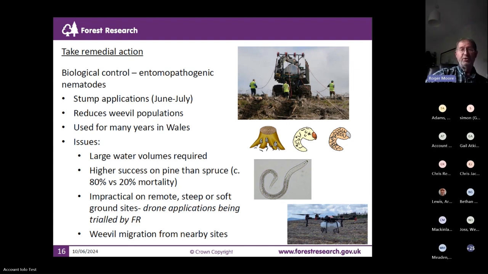The issues with it are that large water volumes are required, and that you get higher success on pine than spruce, with a greater amount of mortality of the larvae in pine than spruce. In pine, it can be above 80%. In spruce, it tends to be 20 to 25% mortality. It's impractical on remote sites, steep or soft ground sites, and we're actually thinking about trialing drone applications of biocontrols currently. So hopefully I'll have more detail on that in the future. But you can still get weevil migrations from nearby sites, though that doesn't tend to take place to the same degree. Well, I wouldn't be too worried about it, but it can occur. Next slide, please.